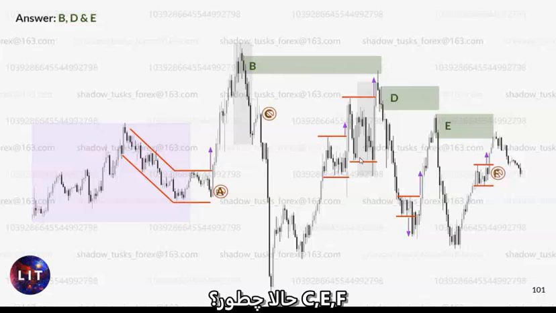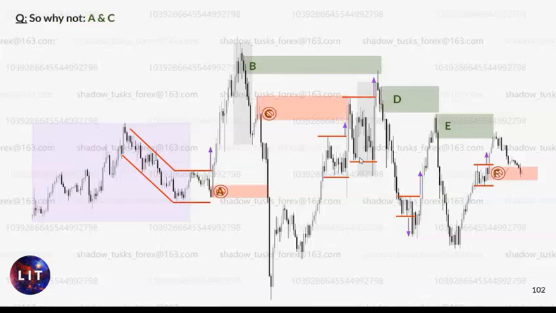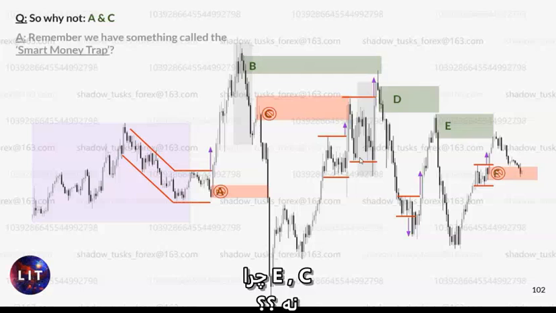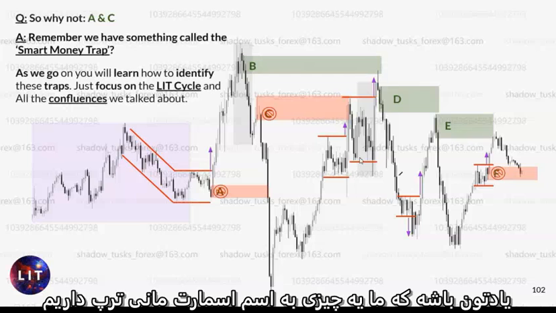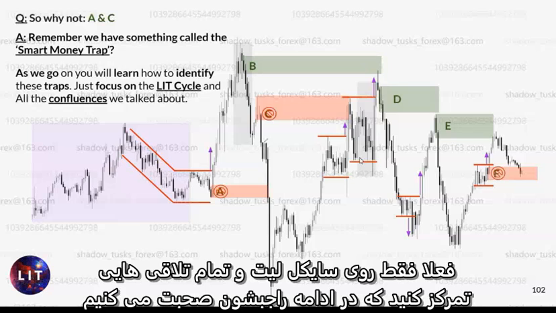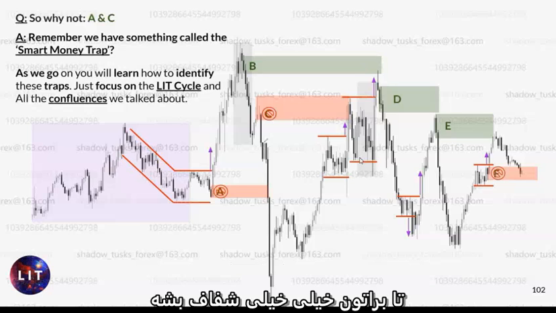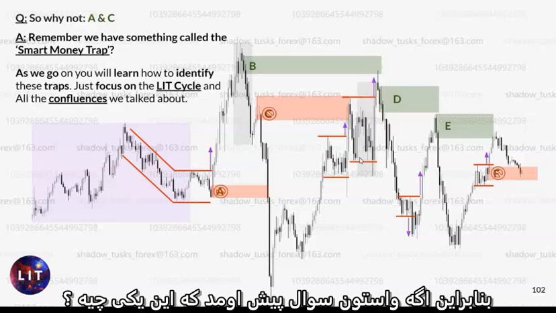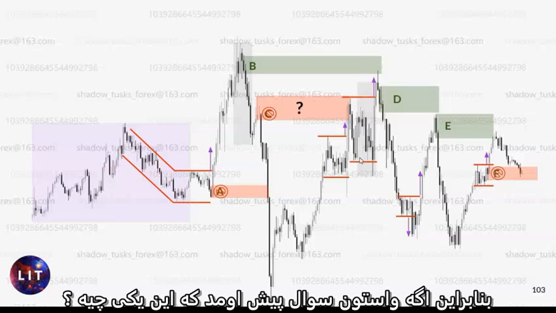But anyways, what about C, pretty much A and F? Okay. So why not A and C? Why not A and C? Remember, we have something called the smart money trap. As we go on, you will learn how to identify these traps. Just focus on the lit cycle and all the concepts we talk about later on, and that will become very, very clean for you.